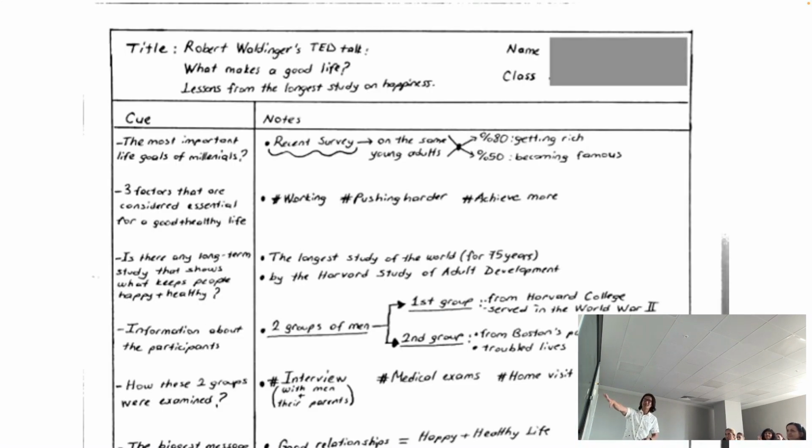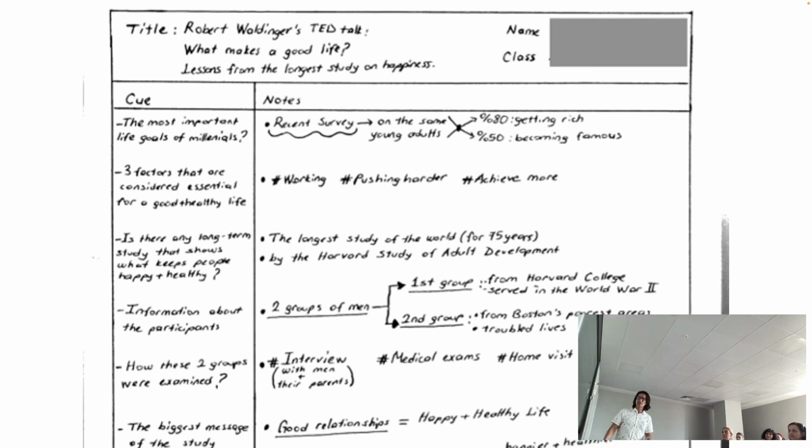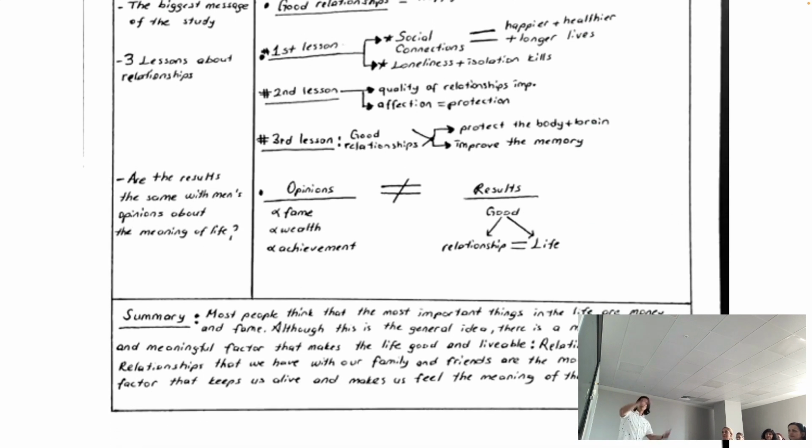This is an example of a student's Cornell notes in one of my classes. It was about a TED Talk that she watched. This is not how she would take it normally, right? This is like the ideal, the perfect world where you can do all of this. And this was the assessment. This was the final examination for one of my classes. And so it stuck with them.